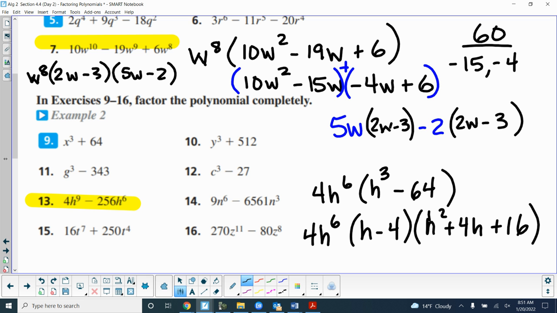Number 15, take out the 2t to the 4th, and then we have a sum of cubes. And we get in the binomial 2t plus 5, and the trinomial is 4t squared minus 10t plus 25. Let's stop at 15. Any of those you have a question on? You want me to go over?